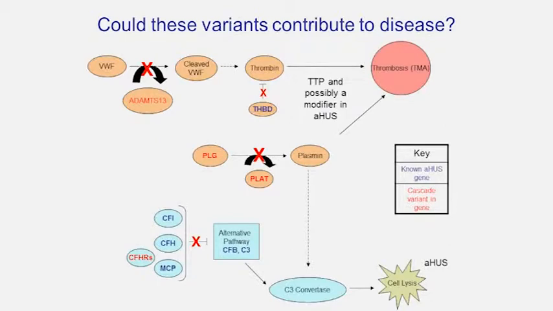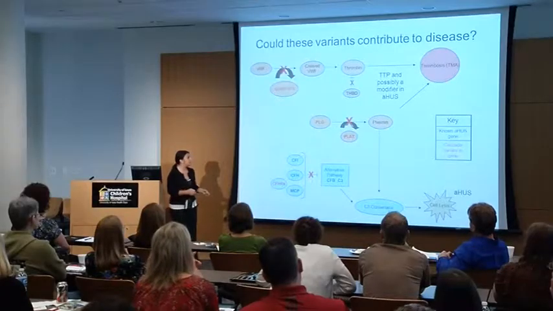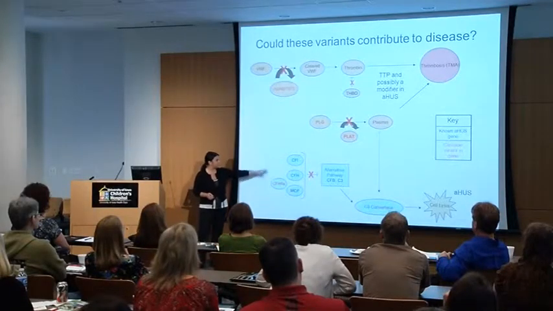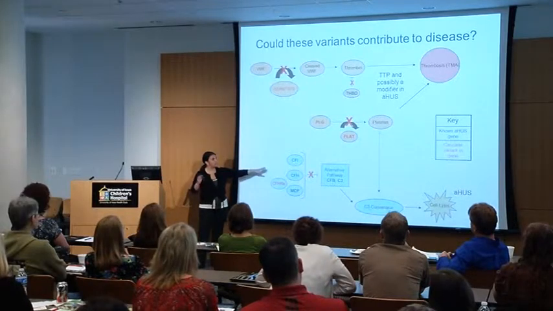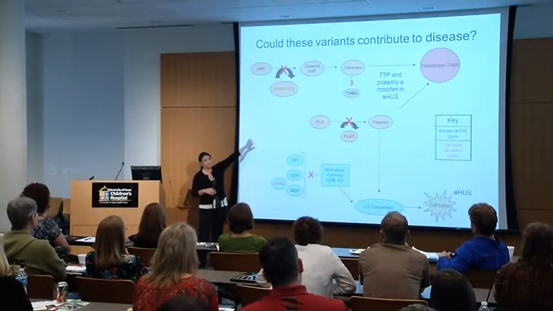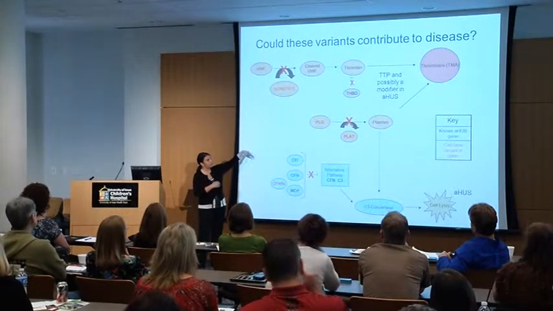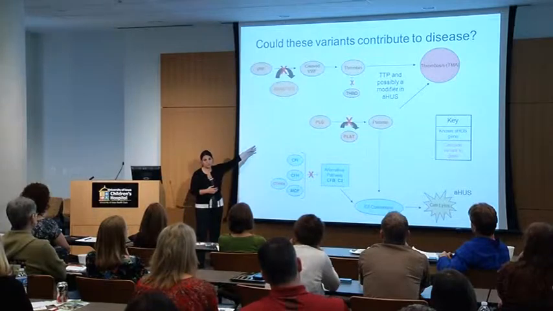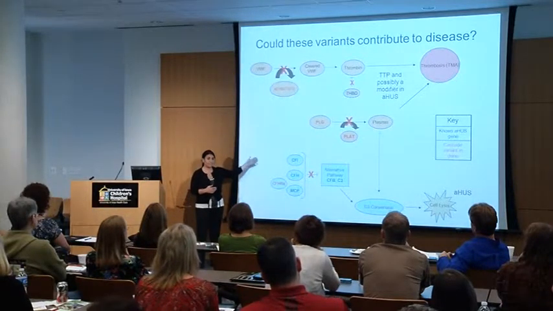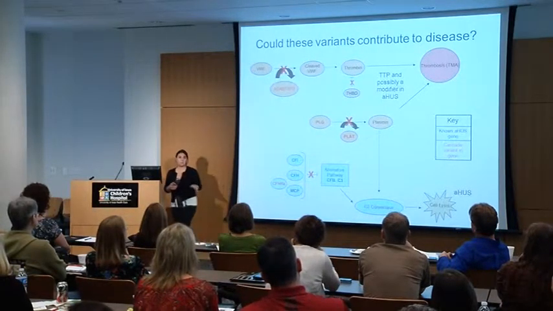And what we're thinking is we know that these genes are important in TTP, but it's possible also that they're a modifier in aHUS. So maybe you get a mutation in factor I, so your regulation is not very good, but you're already set up that you're predisposed to getting thrombosis already, and so you get that second hit. So there's more going on than we might have originally thought.